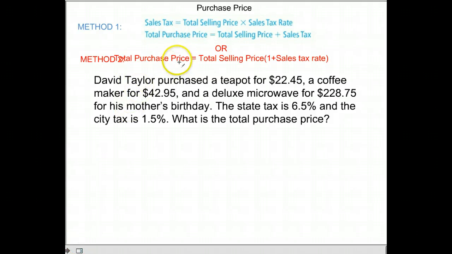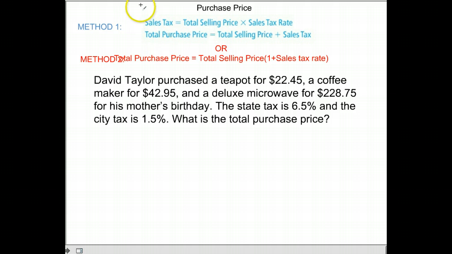The other thing we're going to do is find the total purchase price. When you ring up at a cash register, they don't charge you for your items and then charge you for your tax separately. They total it all together. So the next thing we're going to do is find a total purchase price.